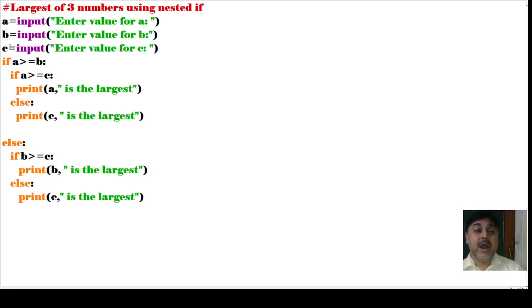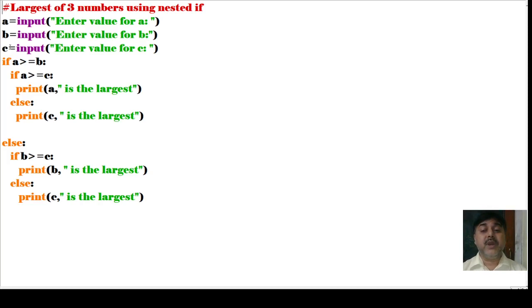Now under the false condition, if A is greater than or equal to B is not true, then it will come to the next area. See, what is in the else part? When it comes to the else part, we find that if B is greater than or equal to C, then B is the largest, else C is the largest.